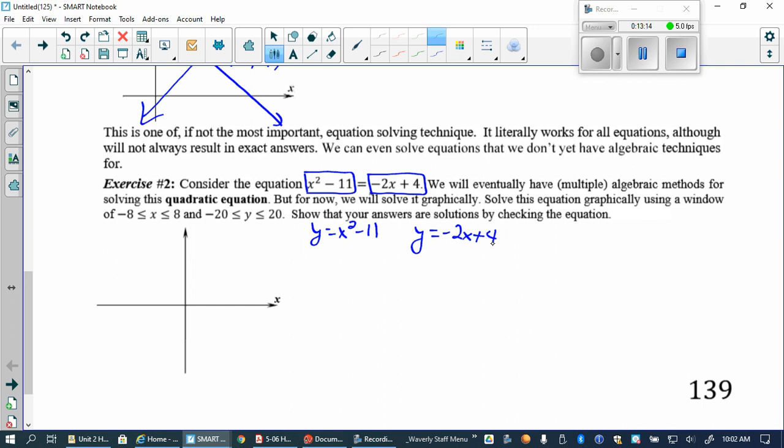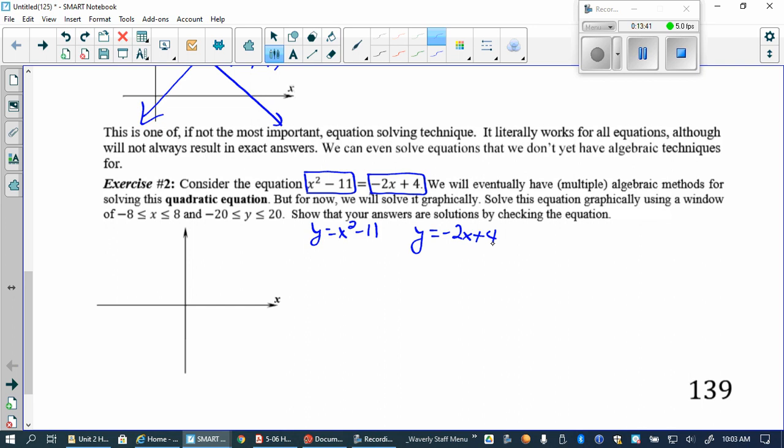The U-shaped graph, it's called a parabola. So if we have a parabola and a line, could we possibly have 2 intersection points? If one of them is shaped like a U and the other one goes through it twice, maybe? Right? Well, let's find out.